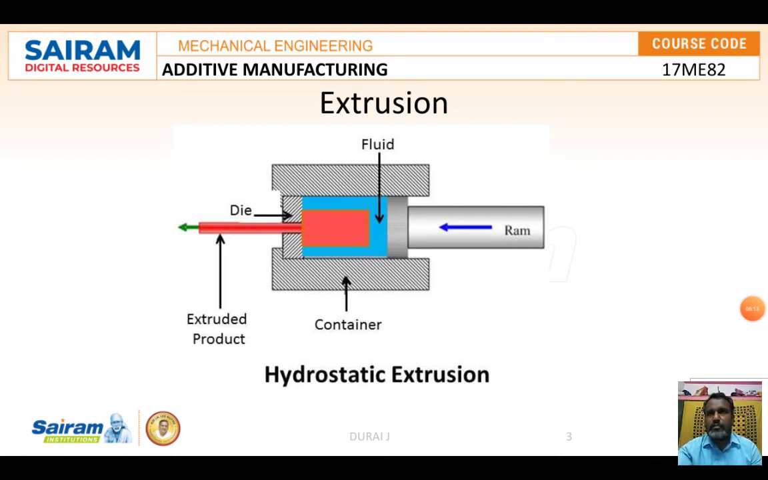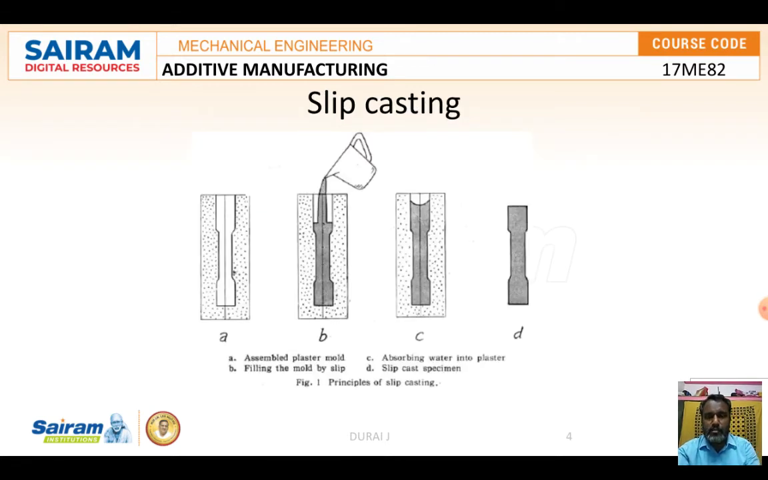So the powder extrusion at higher temperature is similar to the compact material process. Then comes the next topic, slip casting. The slip casting diagram is shown over here. A is the assembled plaster mold, B is filling the mold with slip, then C is the absorbing of water into the plaster, then the slip cast of the specimen. So these are all the steps.